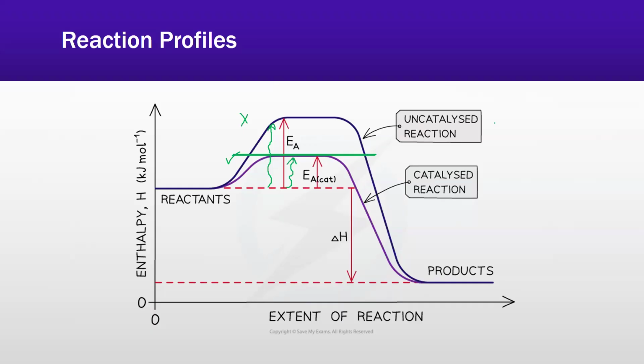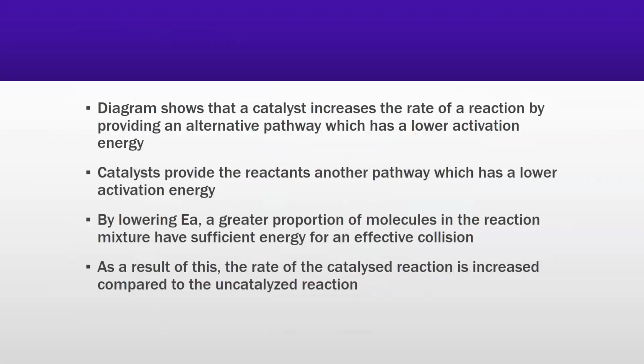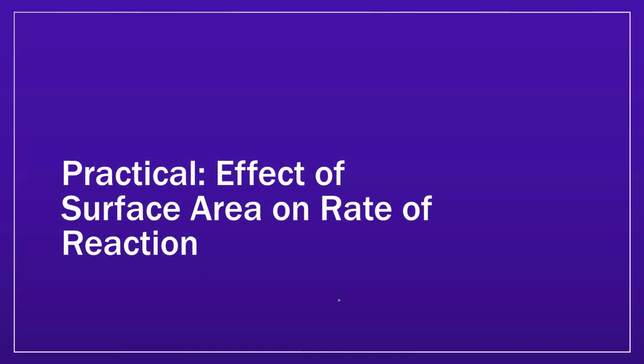So you can see the difference between an uncatalyzed reaction and a catalyzed reaction. The diagram shows that a catalyst increases the rate of reaction by providing an alternative pathway which has a lower activation energy, and catalyst provides the reactant another pathway which has a lower activation energy. By lowering the activation energy, a greater proportion of molecules in the reaction mixture have sufficient energy for effective collisions. As a result of this, the rate of the catalyzed reaction is increased compared to the uncatalyzed reaction.